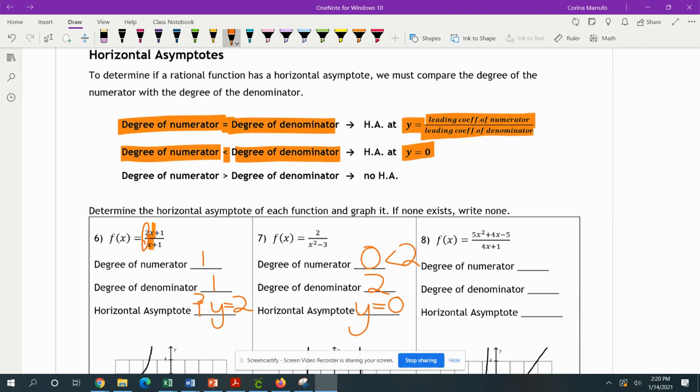Okay. And then the last example here, when the degree of the numerator is greater than the degree of the denominator, then you're not going to have any horizontal asymptotes. Okay, so if we look here, the degree of the numerator is 2, and the exponent of x on the bottom is 1, and we know that 2 is greater than 1. So for horizontal asymptotes here, we have none.